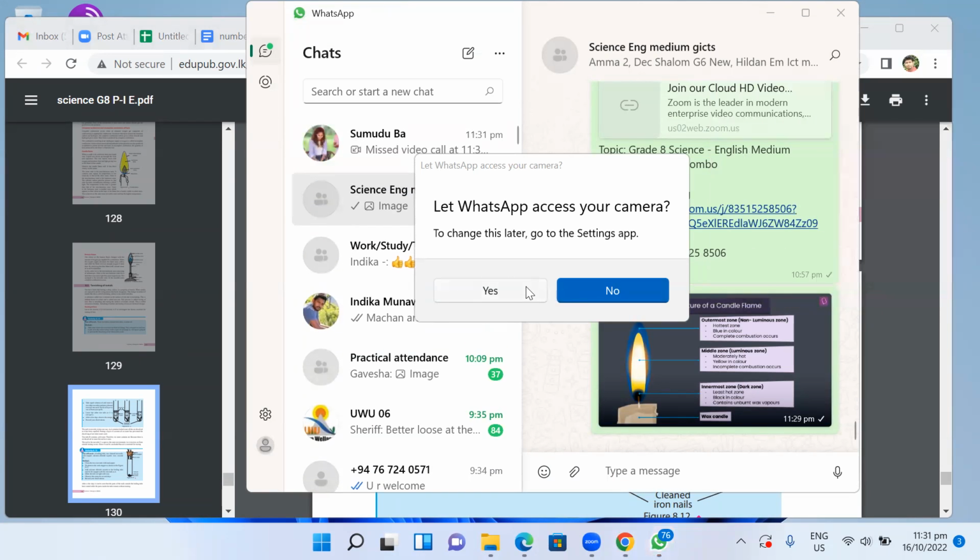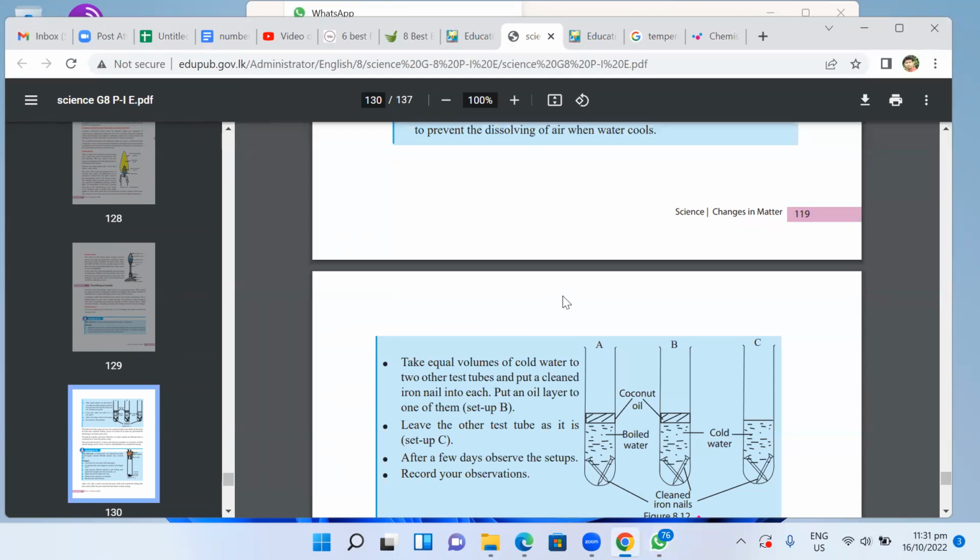So it will take oxygen from the outside environment. Right? So that will happen.